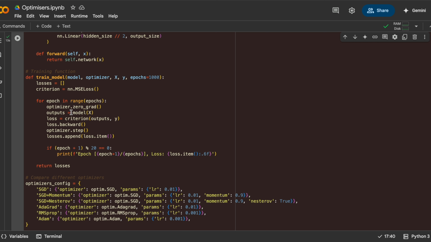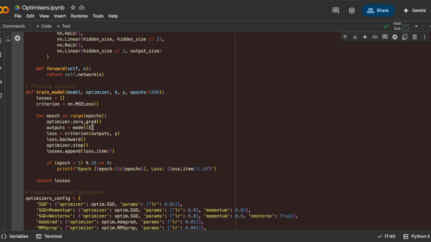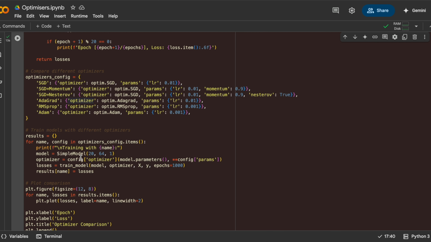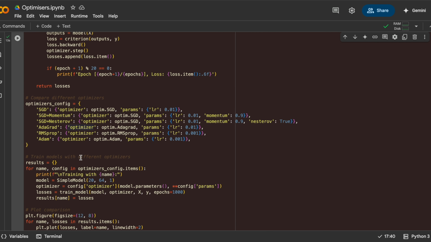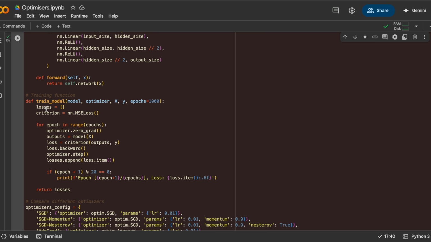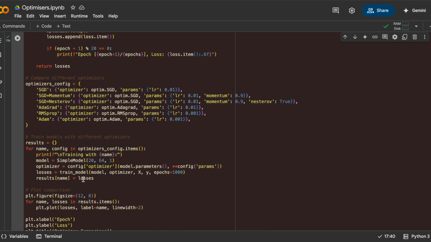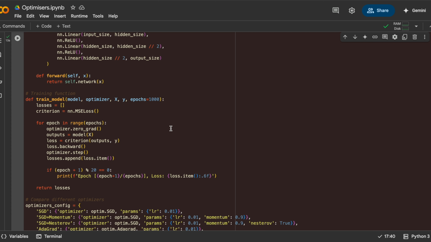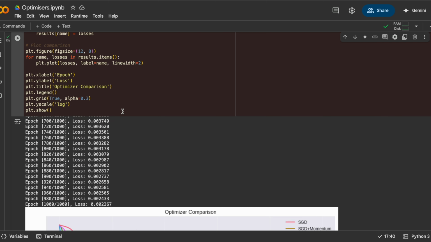Then we have a training function. So we have just tried to run a loop, and then we have the optimizers config. Then we have changed. So here basically we have a train model. We have just passed the losses to the train model, and we have fixed the outputs. And we just try to run it.